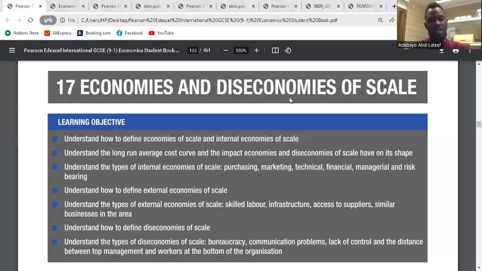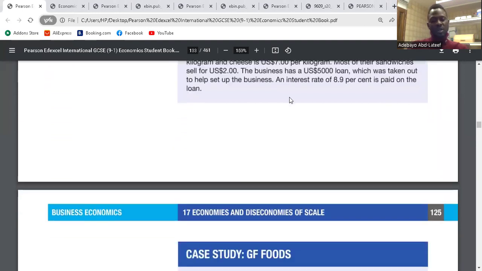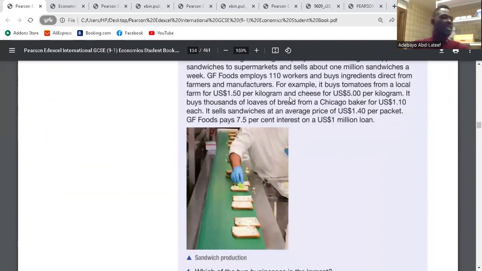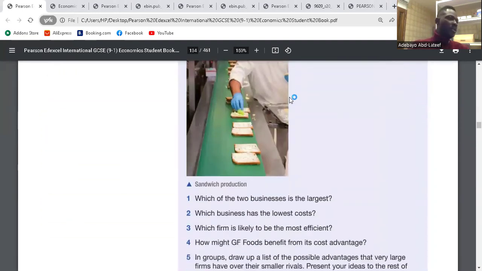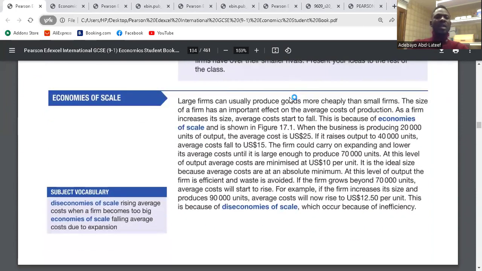Go to chapter 17, economies and diseconomies of scale. We're talking about economies of scale. We're talking about expansion that brings about the fall in your average cost of production. That's what economies of scale is. Let's read.